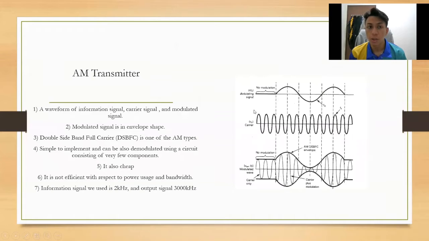This diagram shows AM transmitter's waveform. This is the information signal or modulating signal. This is the carrier signal and this is the modulated signal. The modulated waveform has an envelope shape to it.